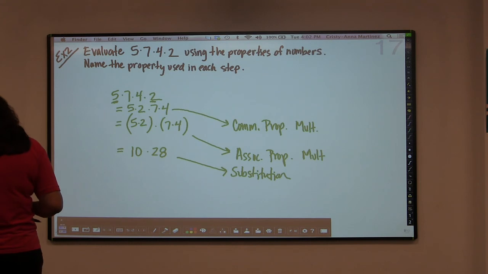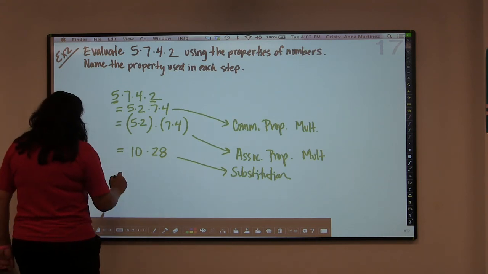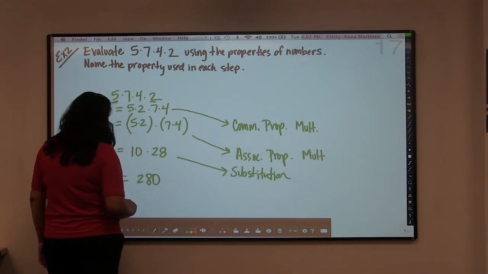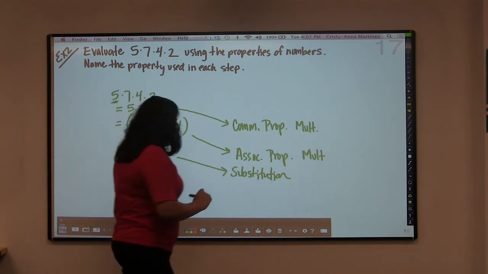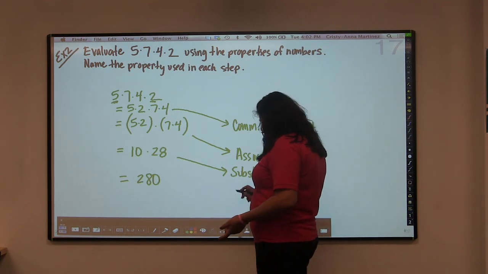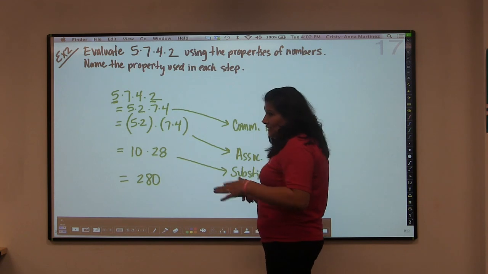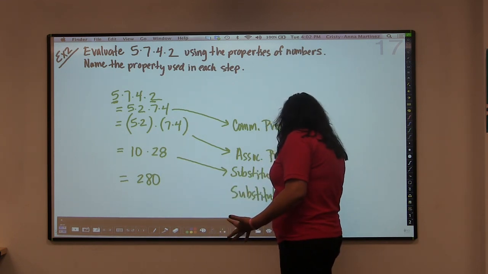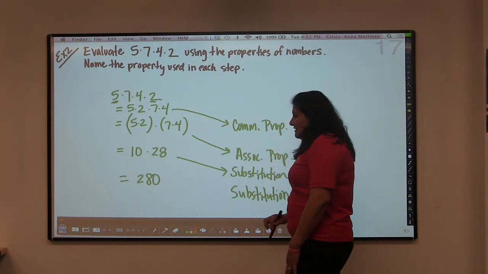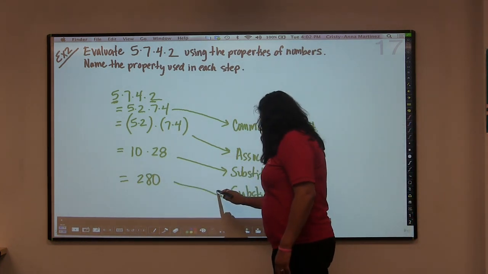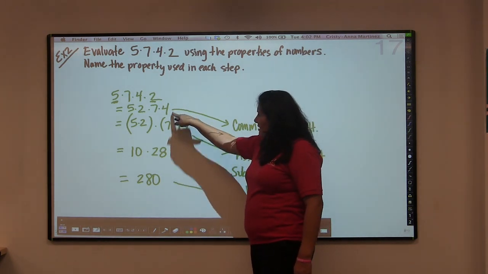And then the last thing is that we're going to replace the 10 times 28 with 280. And again, that's also substitution, because we know that 10 times 28 is the same thing as 280. So we are replacing the 10 times 28 with 280. And that would be our last step there. So I apologize for forgetting that first step in there.